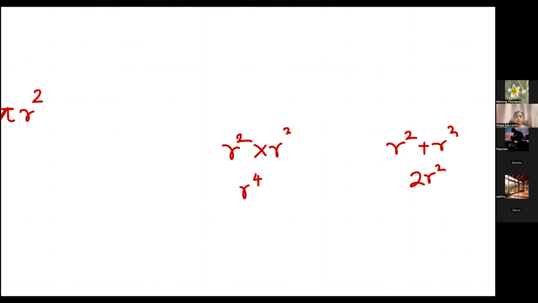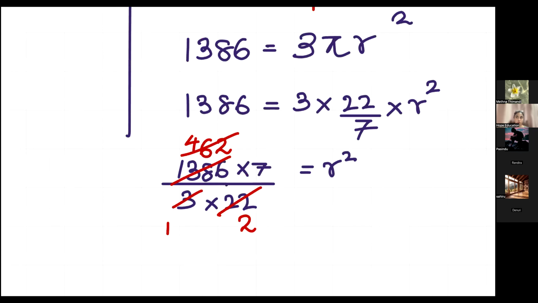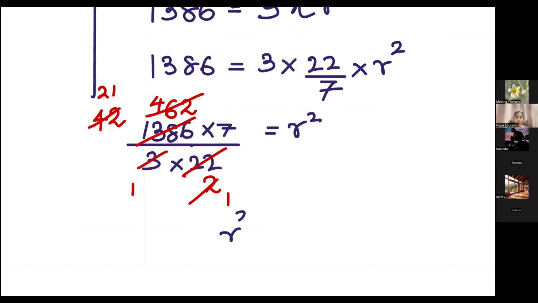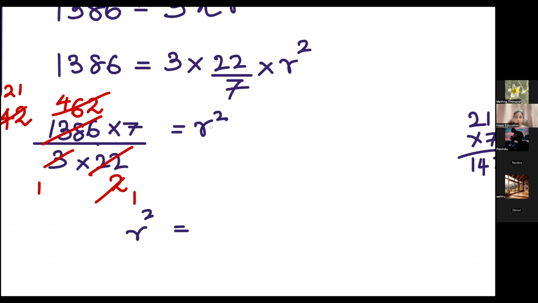So 11 times 2 is 22. 11 times 4 is 44. 45, 46 with 2 remaining. 22 is 11 times 2. Then 2 times 1 is 2. 2 times 21 is 42. So r squared is 21 multiplied by 7. Let's multiply 21 by 7. 7 times 1 is 7. 7 times 2 is 14. We get 147.